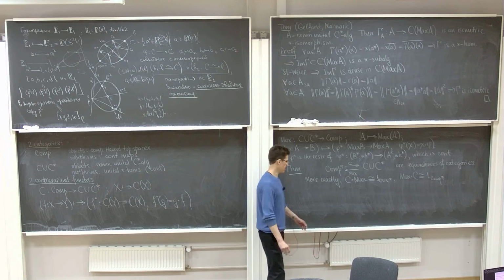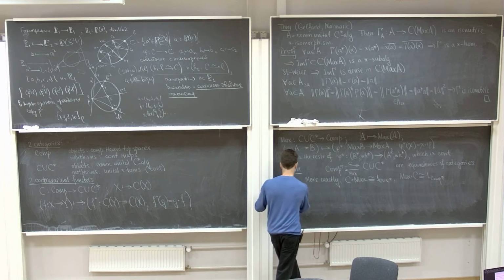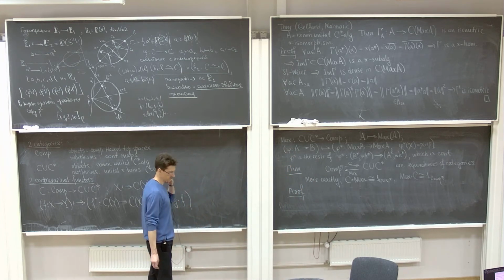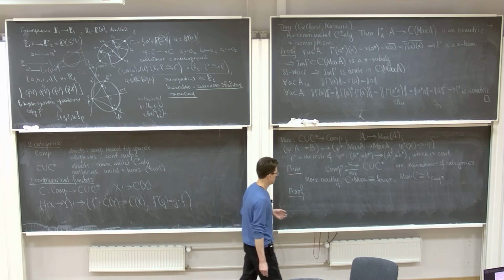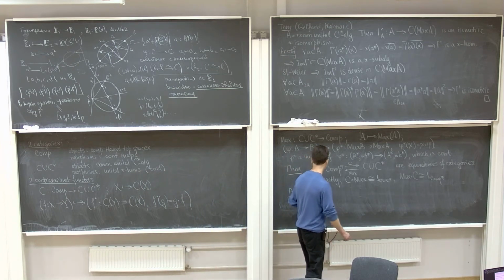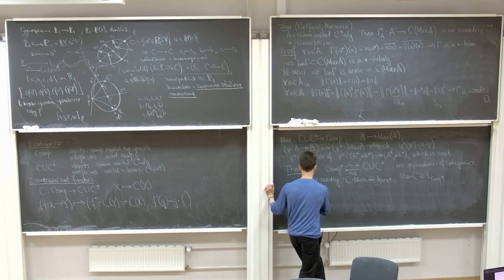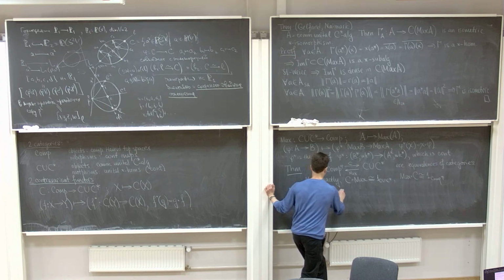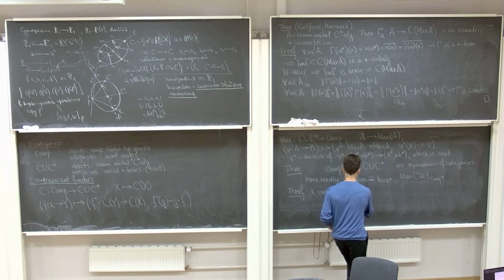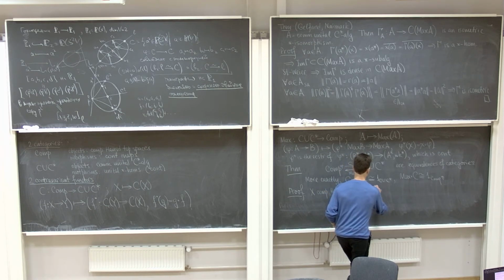The proof is actually a reduction to the Gelfand-Naimark theorem, modulo some very elementary computations. Namely, let's recall that if X is a compact Hausdorff space, then we have a canonical homomorphism epsilon_X between X and the maximal spectrum of C(X).